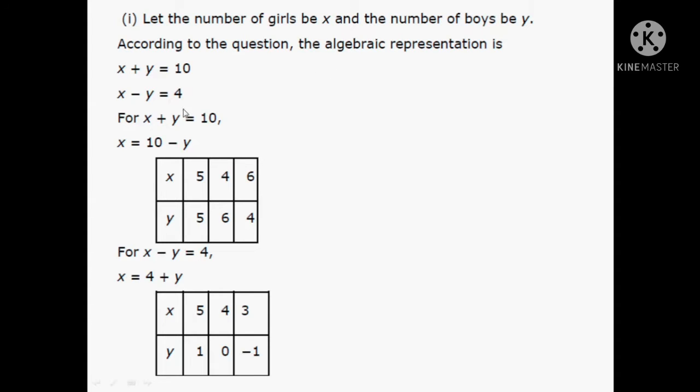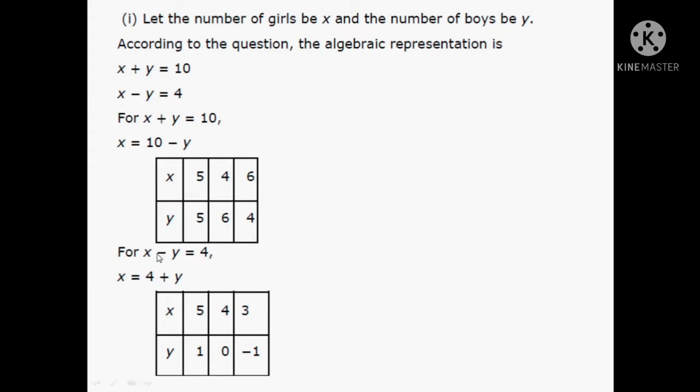Now x plus y is equal to 10, therefore we can write x is equal to 10 minus y, because this y goes to the right side. Now if we substitute values, x can take any values. Let us take 5, 4 and 6. So y will be 5, 6 and 4, because 5 plus 5 will be 10, 4 plus 6 will be 10, 6 plus 4 will be 10.